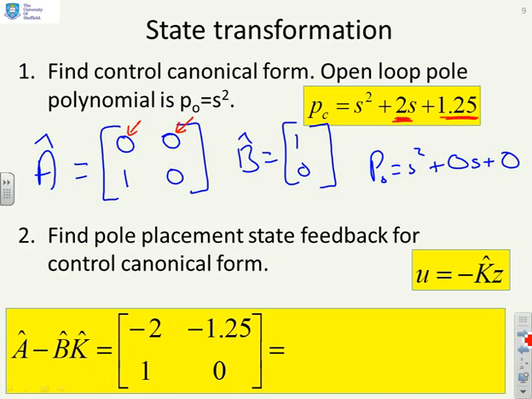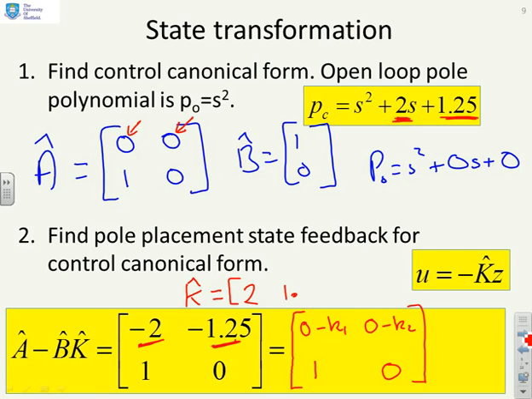This is what we want, A hat minus B hat K hat, and you see we have minus 2 here, minus 1.25 there. So if I actually put in what the canonical form is, you'll see I get 0 minus K1, and then 0 minus K2, 1 and 0. And therefore I can solve for K hat equals, and you'll see you get 2, 1.25. So that should be straightforward. So that's the first part of the transformation approach.